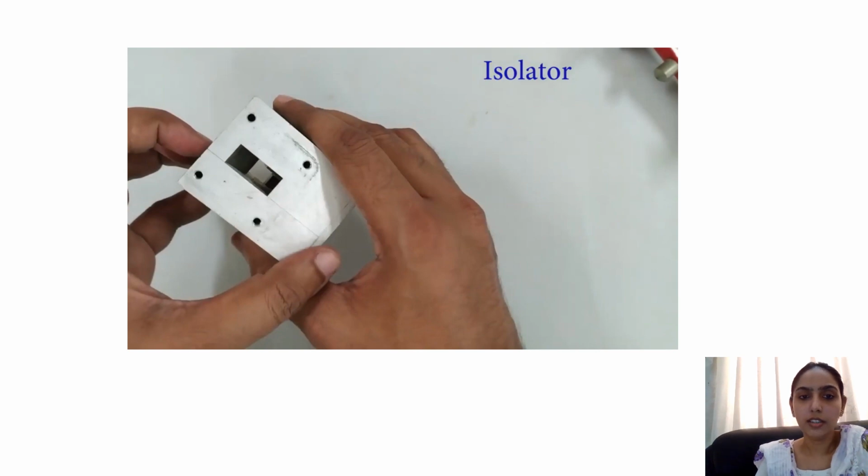So again, this is a figure indicating the isolator. It's unidirectional, it can travel only from one direction to another. Waves cannot get reflected, and when this is placed in a microwave test bench, the output is isolated from the input.